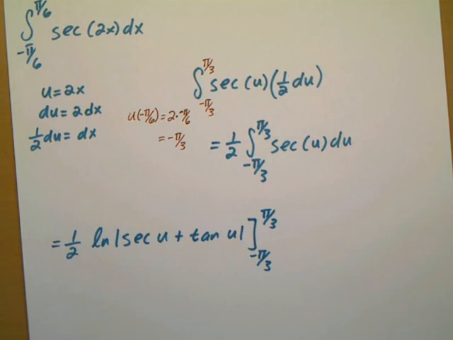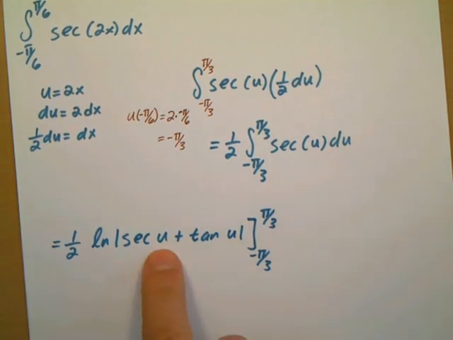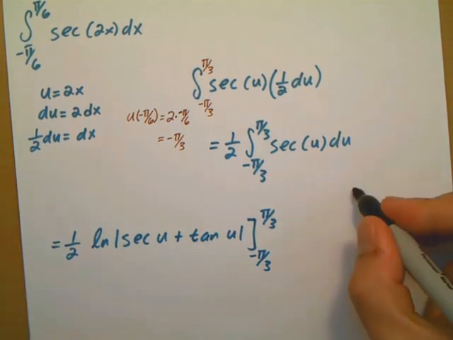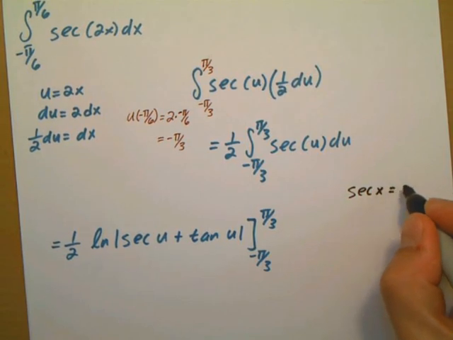Now what I have to do is evaluate pi over 3 in secant and in tangent. Well, let's see here. Secant is the same thing as the reciprocal of cosine.